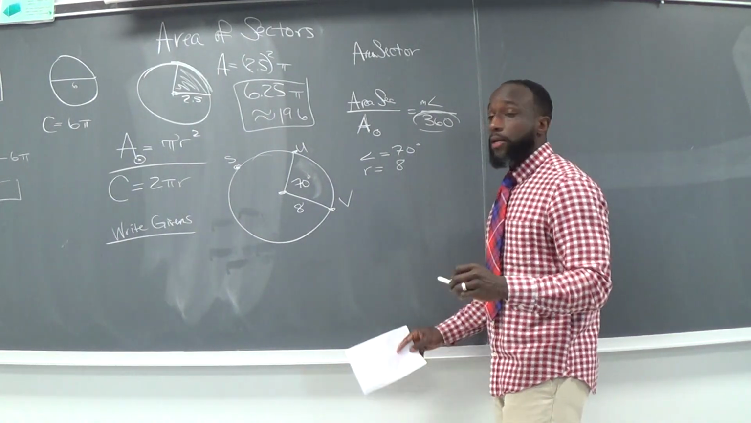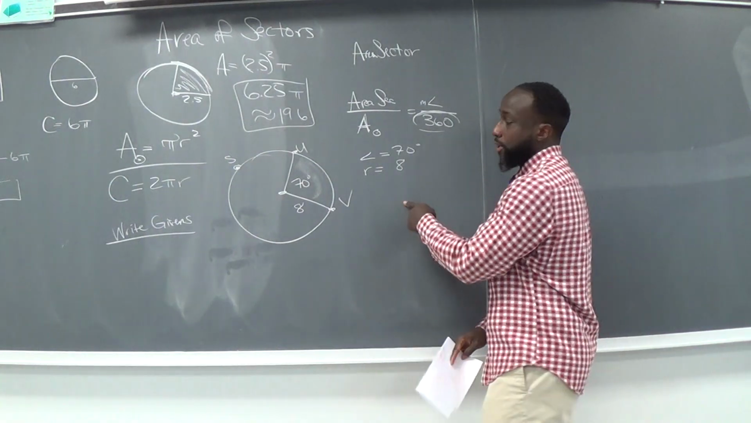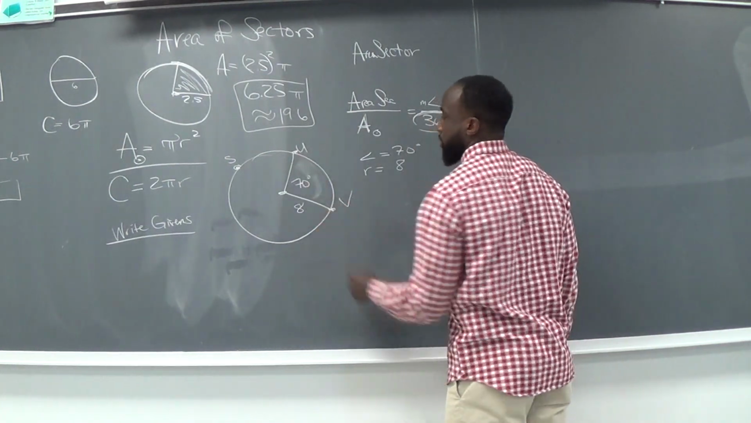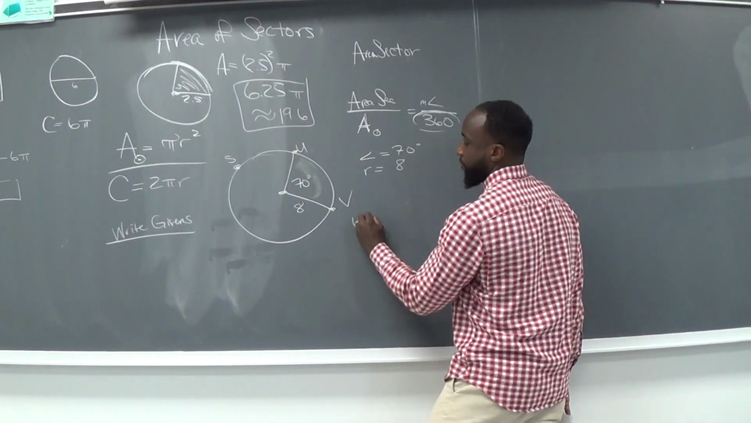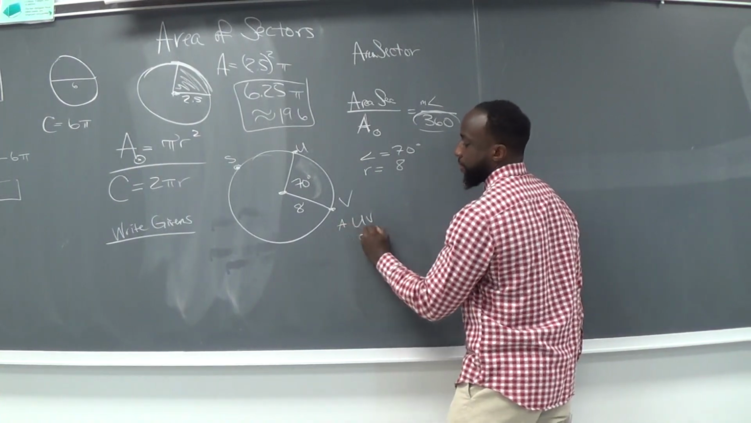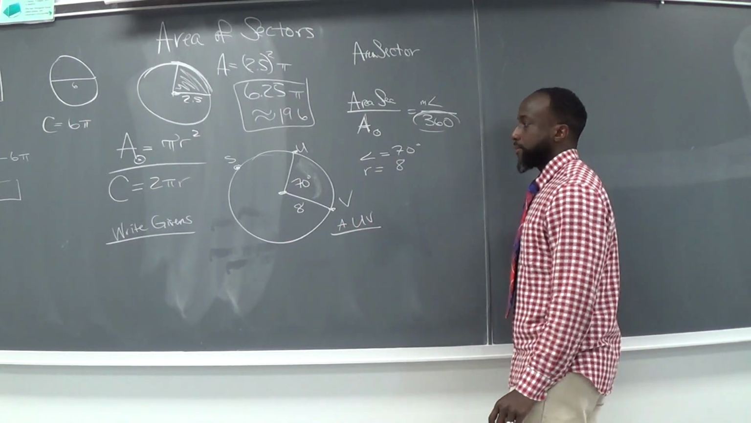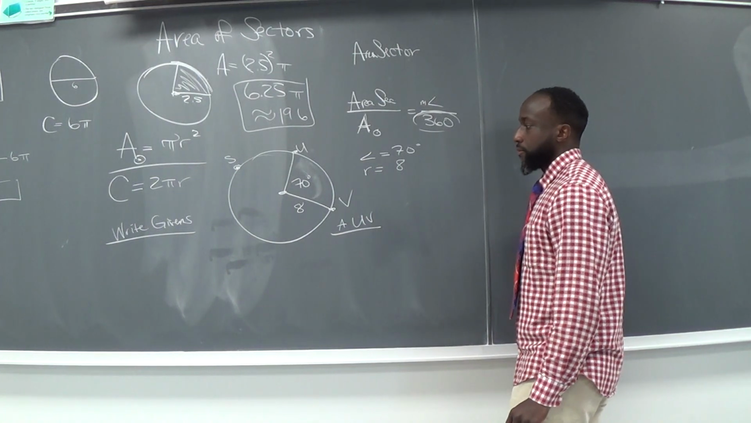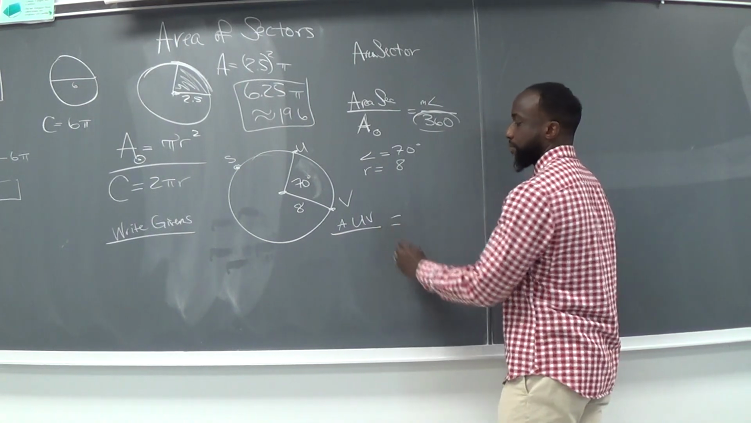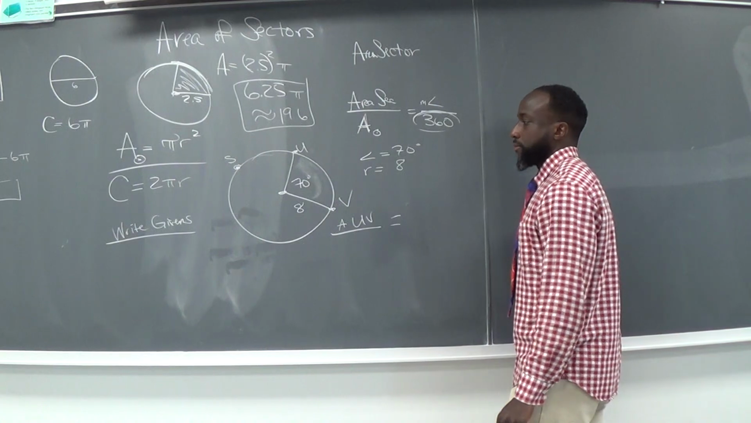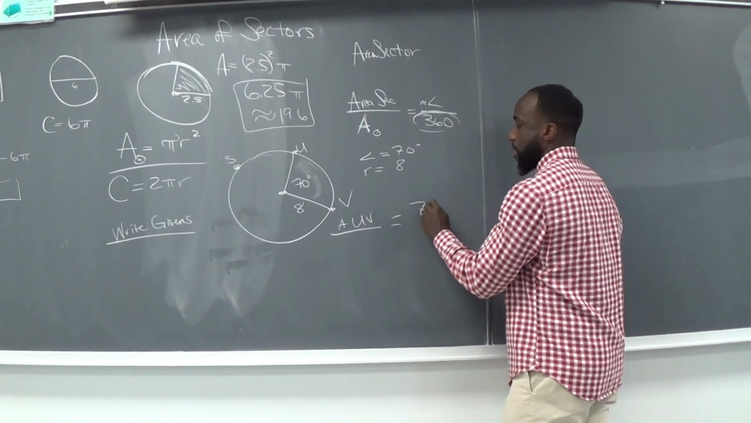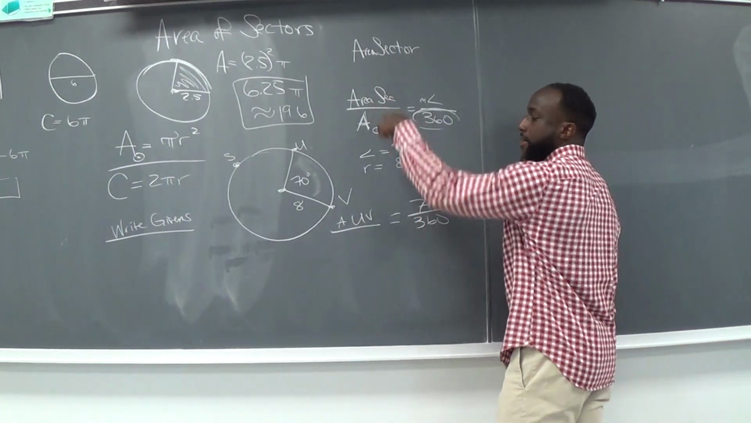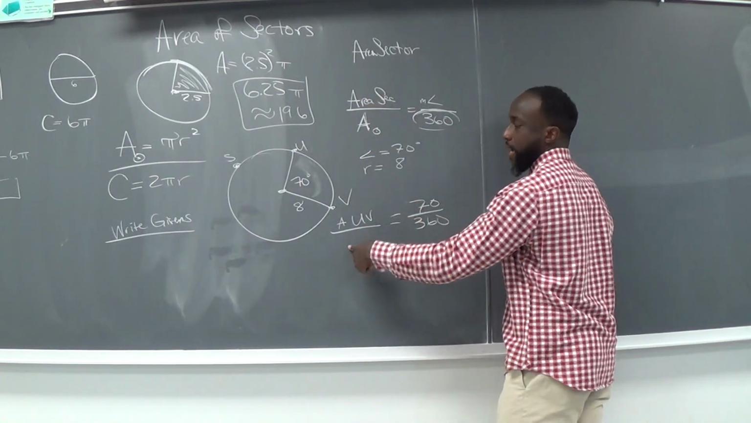All right, so let's set this one up first. Let's set the small sector up. We're trying to find UV first, right? The area of UV would be what? How would we set this up? It's 70 over 360. Okay, right. Area of the sector over the area of the circle.